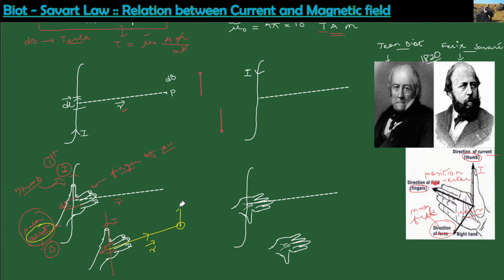perpendicular and inwards. So if it is perpendicular and inwards, it will be represented by what? It will be represented by a cross mark. So it is like a cross. It's like when you shoot an arrow, the tail of the arrow gives you the cross mark.